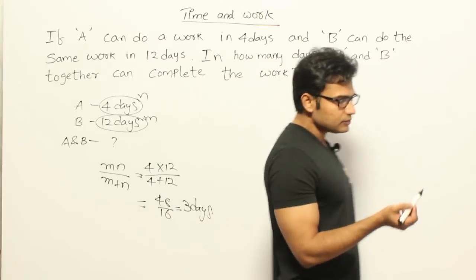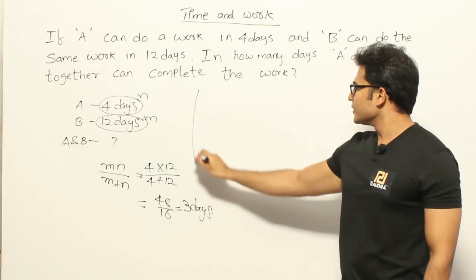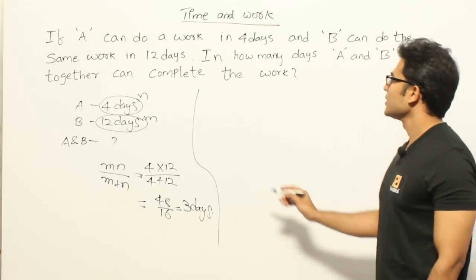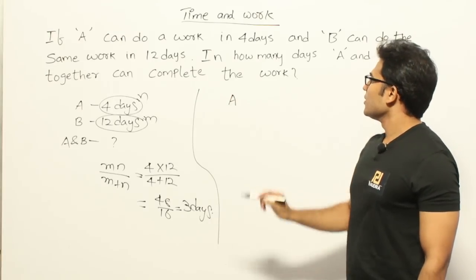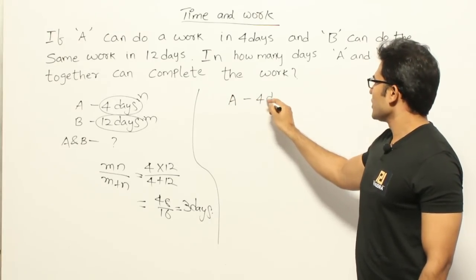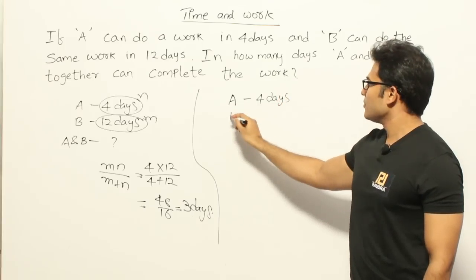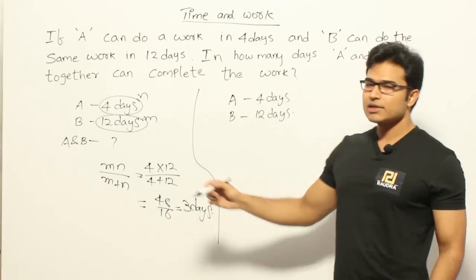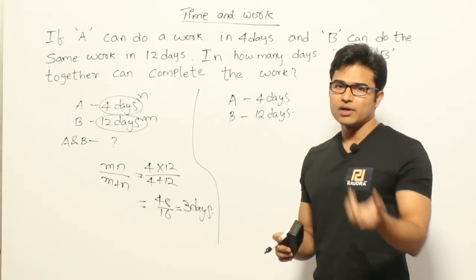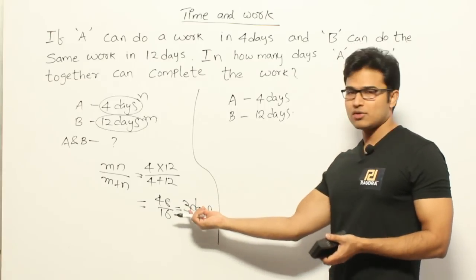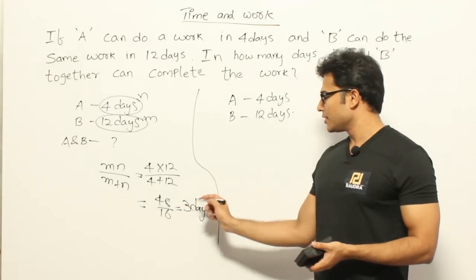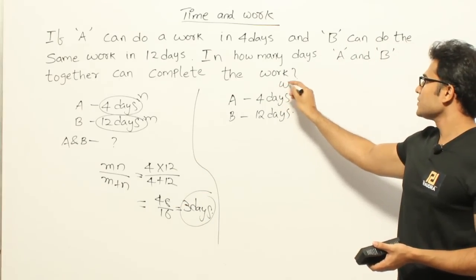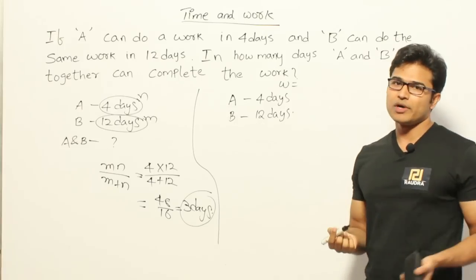Now the other way of solving it is, formula doesn't always work here. A is able to do the work in 4 days and B is able to do the work in 12 days. If you observe, the final answer doesn't contain the amount of work. So the final answer is independent of the amount of work. We are able to get it only in days, right? Therefore you can assume that work is some units, and from there you can go ahead.